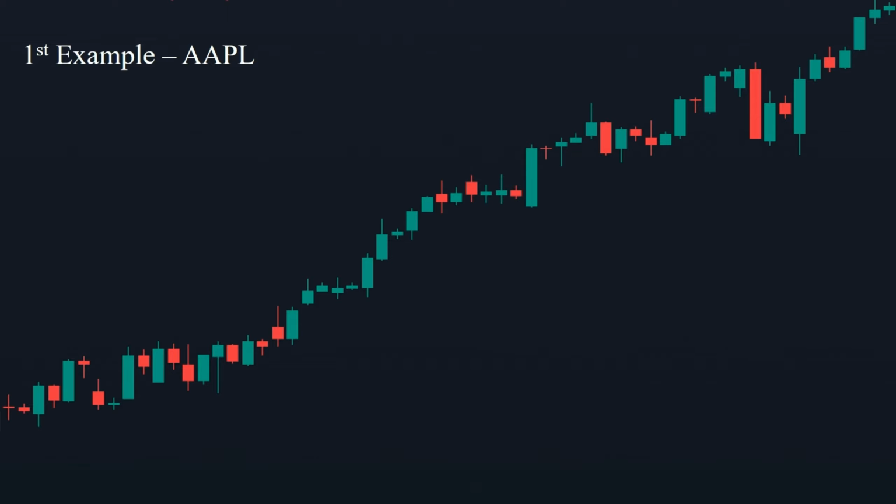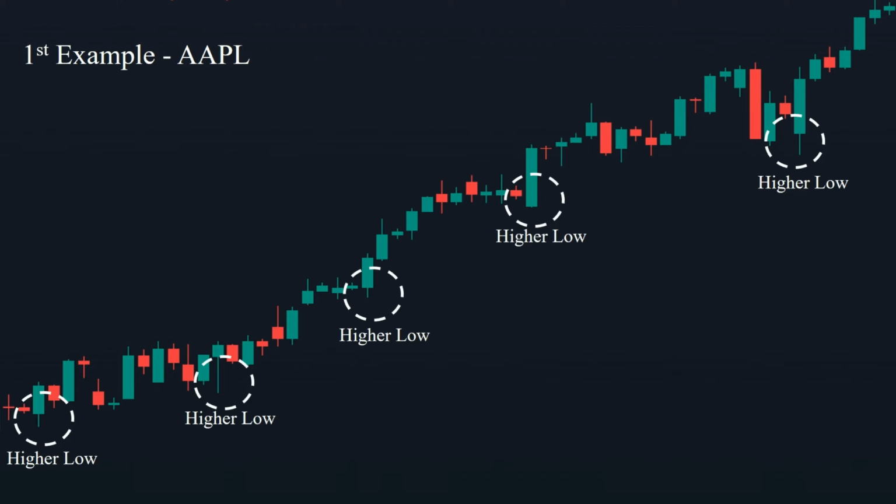In the first example, which is from the Apple stock chart, we can see that there are several higher lows, and if we look closer at these points, we can see that sellers wanted to decrease the price from a level to a lower level, but they couldn't be successful in their mission, and overall the chart is seeing higher lows.